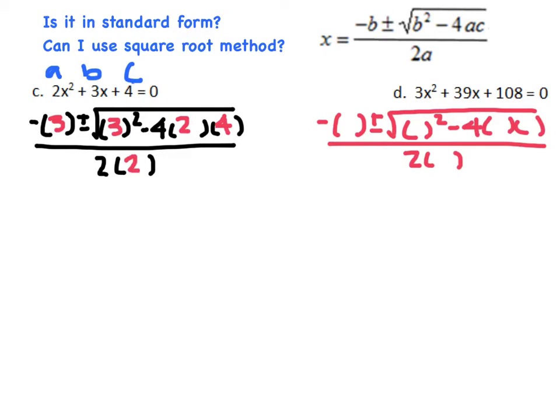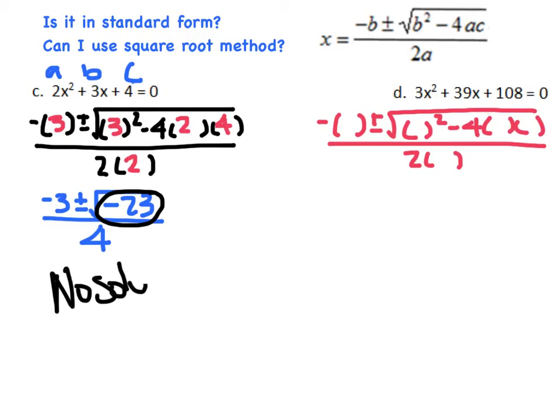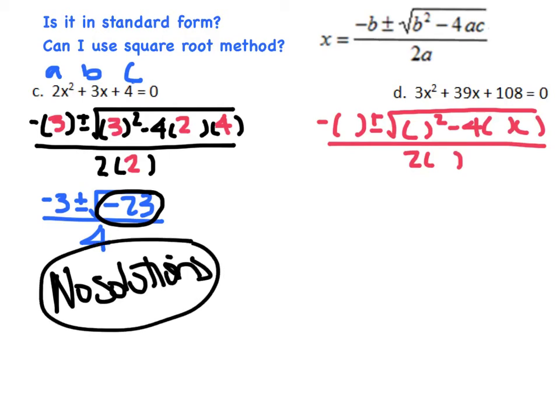Now let's break it down. I get -3 plus or minus the square root of, and when I work that all out in my calculator, 3 squared minus 4 times 2 times 4, I actually end up with -23, all divided by 2 times 2, which is 4. Excuse me. Sorry, you notice I can actually stop right here. Why? Because I have a negative under my square root. And if you remember correctly, when you take the square root of a negative, the answer is non-real. So our answer here is simply no solutions.